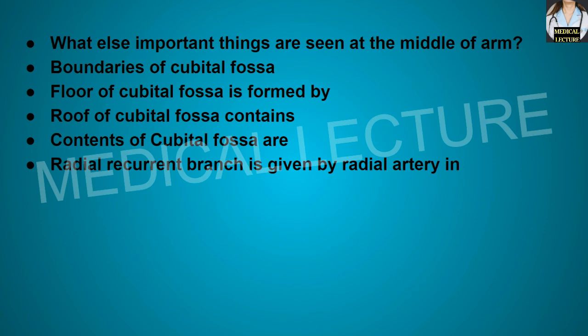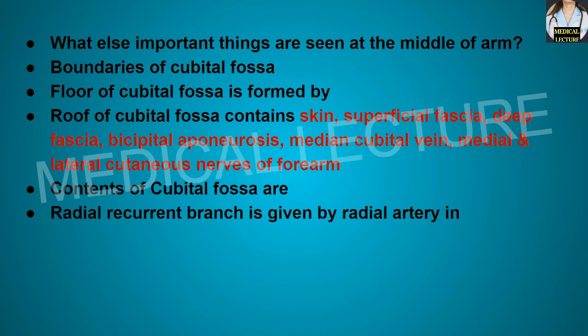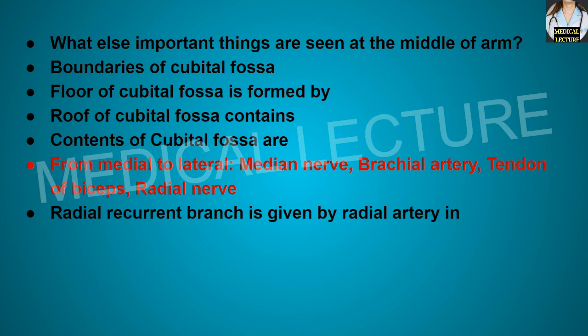Floor of the cubital fossa is formed by the brachialis muscle and the supinator muscle. Roof of the cubital fossa contains what? It contains the skin, superficial fascia, deep fascia, bicipital aponeurosis, median cubital vein, and the medial and lateral cutaneous nerve of the forearm. Now, what are the contents of the cubital fossa? From the medial to the lateral side: median nerve, brachial artery, tendon of biceps, and the radial nerve.